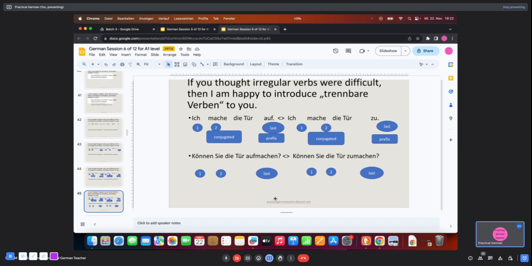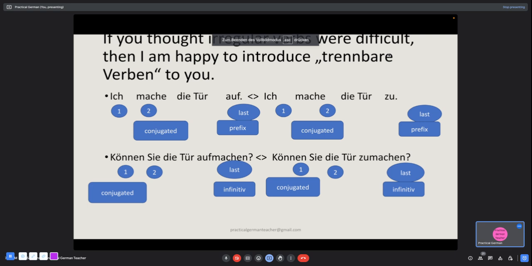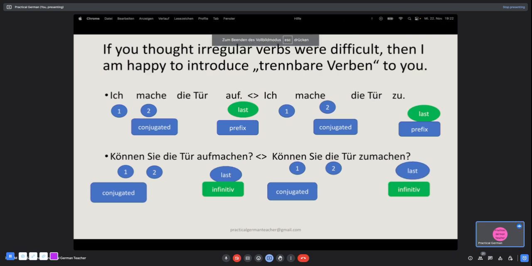Okay, so let's go to slideshow mode again. Remember this, right? Whenever you are using a modal verb, it doesn't matter whether it is a normal verb or a separable verb, it will be in infinitive format. Okay, this is good. When you use a modal verb, you don't have to conjugate the other one. You just conjugate this one.